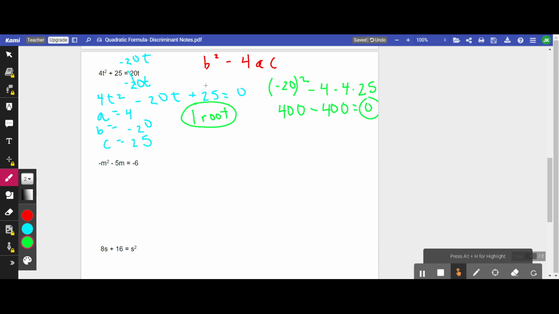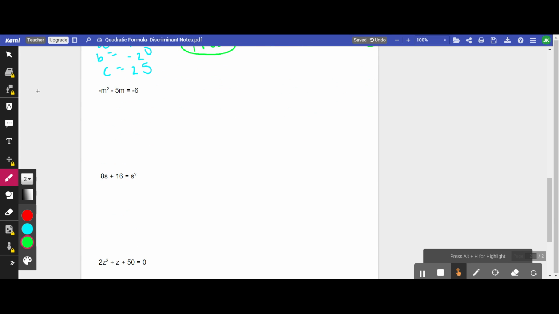And then for your next one here, you want to make sure all your terms are on the same side. So you should cancel your negative 6 there. That way they are on the same side together. So you can add the 6 then. So you'll have negative m squared minus 5m plus 6 equals 0.